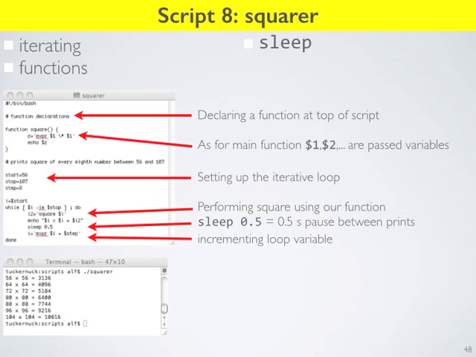And so this $I is going to take the place of $1 when we pass this up to the script. So it's just like executing a second Bash script. Okay, so we hit square $I. So $I is going to start life as 56. It's going to come into this function as $1 equals 56.